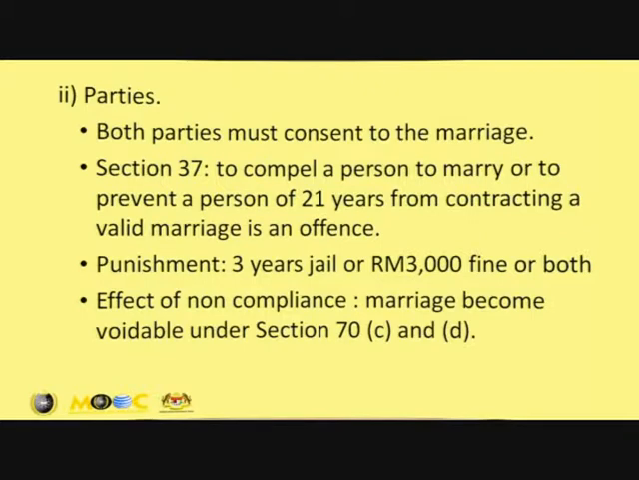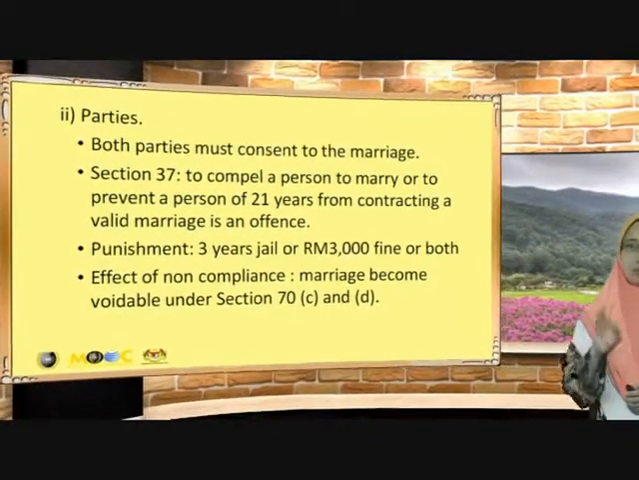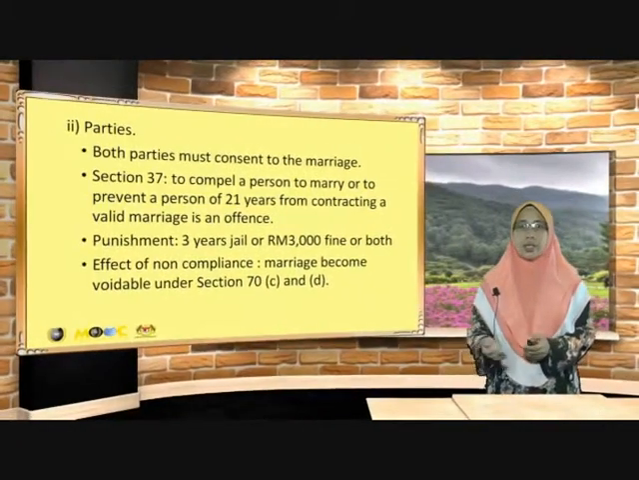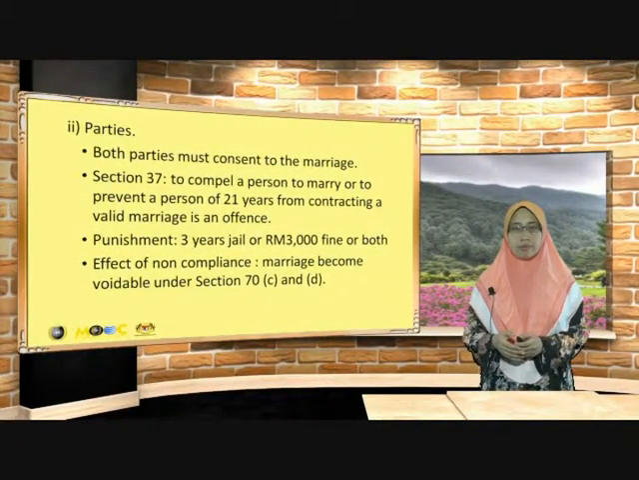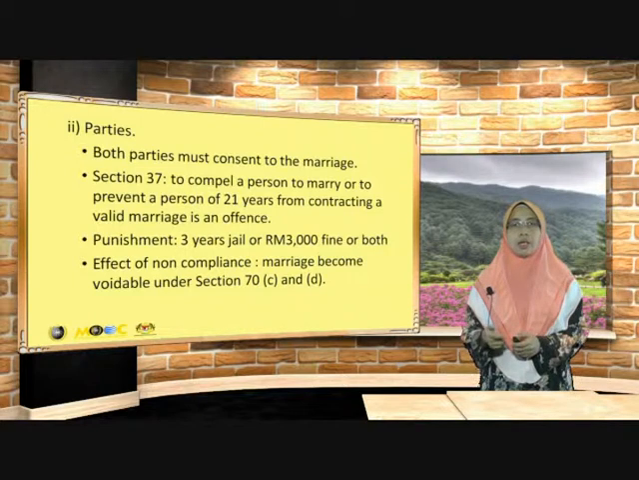Besides that, both parties must also consent to the marriage. According to section 37 of LRA, it is an offence to compel a person to marry or to prevent that person of 21 years from contracting a valid marriage, where the punishment is 3 years imprisonment or 3,000 fine or both. In the case where no consent is obtained either from parents or parties to the marriage, the marriage becomes voidable under section 70 subsection C and also section 70 subsection D.